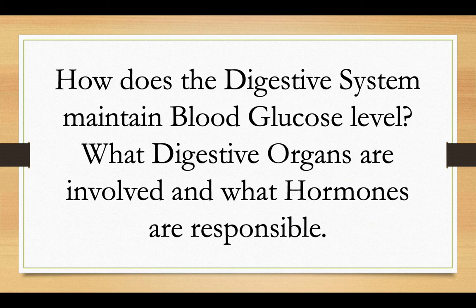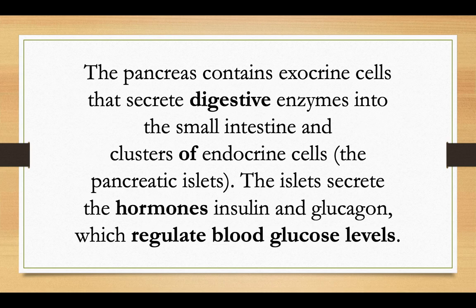Okay, so how does the digestive system maintain blood glucose level, what digestive organs are involved, and what hormones are responsible? The pancreas contains exocrine cells that secrete digestive enzymes into the small intestine and clusters of endocrine cells, which are the pancreatic islets. The islets secrete the hormones insulin and glucagon, which regulate blood glucose levels.